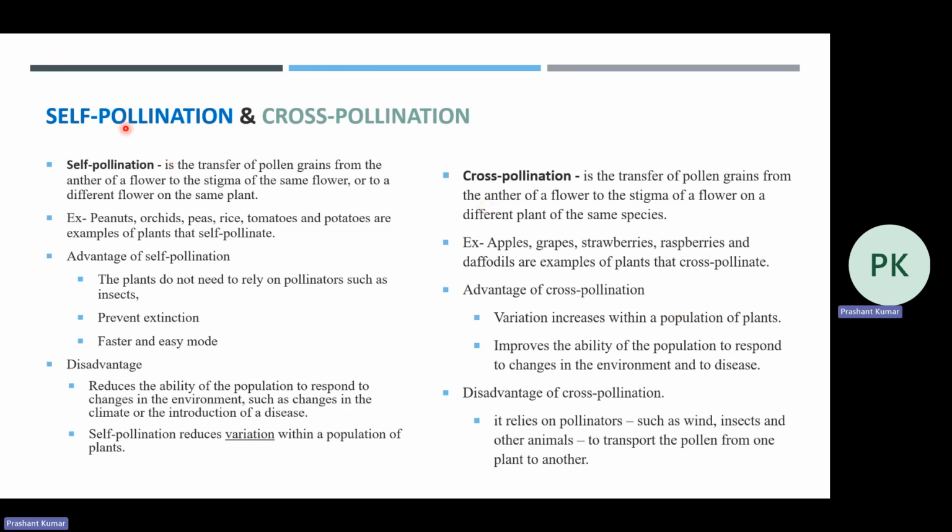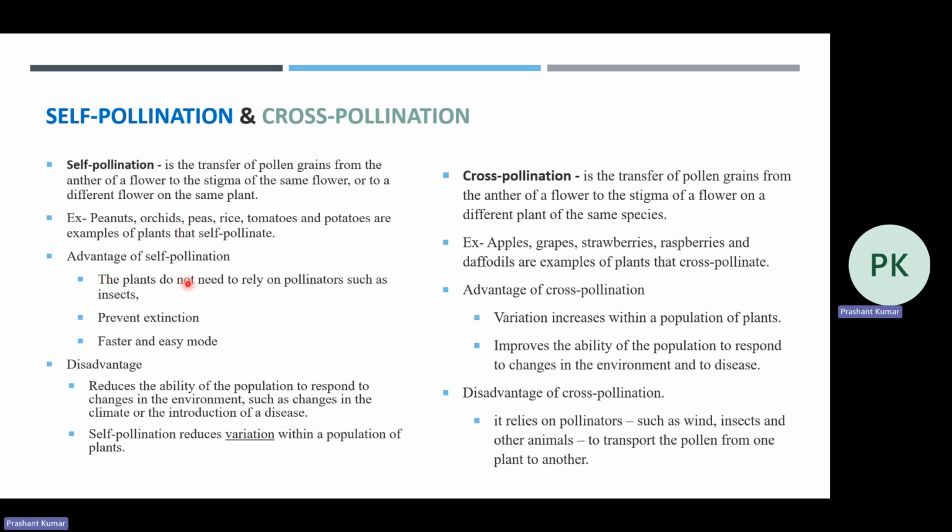Let's talk about what is self-pollination and cross-pollination. Self-pollination means the transfer of pollen grain from the anther of the flower to the stigma of the same flower. It's just one flower having both male and female parts. The anther is going to drop pollen on the stigma of the flower, on the same plant. Examples where this process takes place: tomato, rice, peas, potatoes.